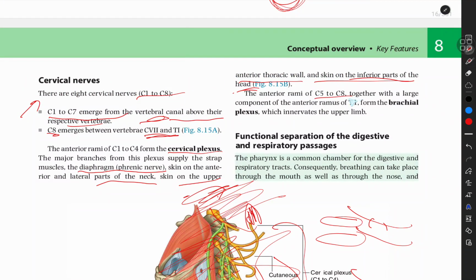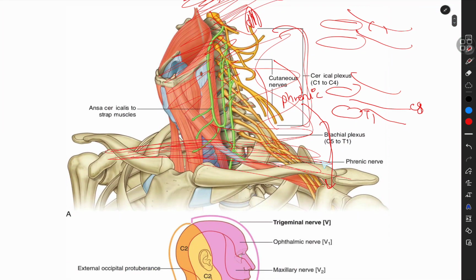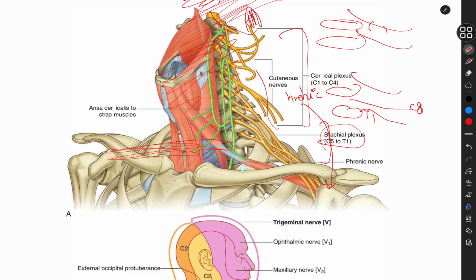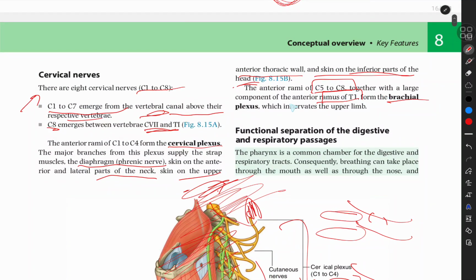Anterior rami of C5 to 8 together with a large component of the anterior ramus of T1 form the brachial plexus. C1 to 4 form the cervical plexus. C5 to T1 form the brachial plexus. And we can see the phrenic nerve somewhere here. This is the phrenic nerve going downwards like this, coming from C3, 4, and 5. The brachial plexus innervates the muscles and skin of the upper limb.